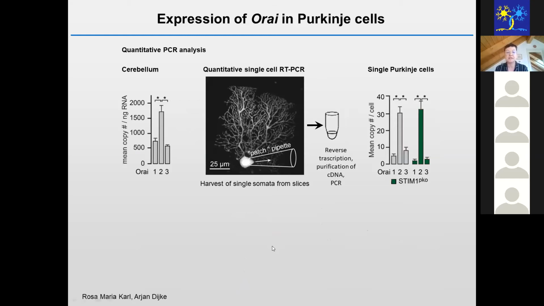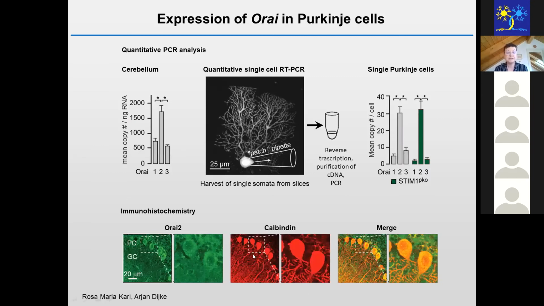Using a quantitative RT-PCR approach, we characterized the expression pattern of all 3 Orai homologs in the cerebellum and in single Purkinje cells that we harvested from acute cerebellar slices. And we found that Orai2, not Orai1 or Orai3, is the most abundant Orai representative in the cerebellum and in single Purkinje cells. Moreover, this expression pattern of Orais is not altered in the absence of STIM1 in the Purkinje cell type specific STIM1 knockout mouse. Immunohistochemistry demonstrates the presence of Orai2 in a somatodendritic compartment of Purkinje cells. We used the highly expressed calcium binding protein calbindin as a Purkinje cell type specific marker.